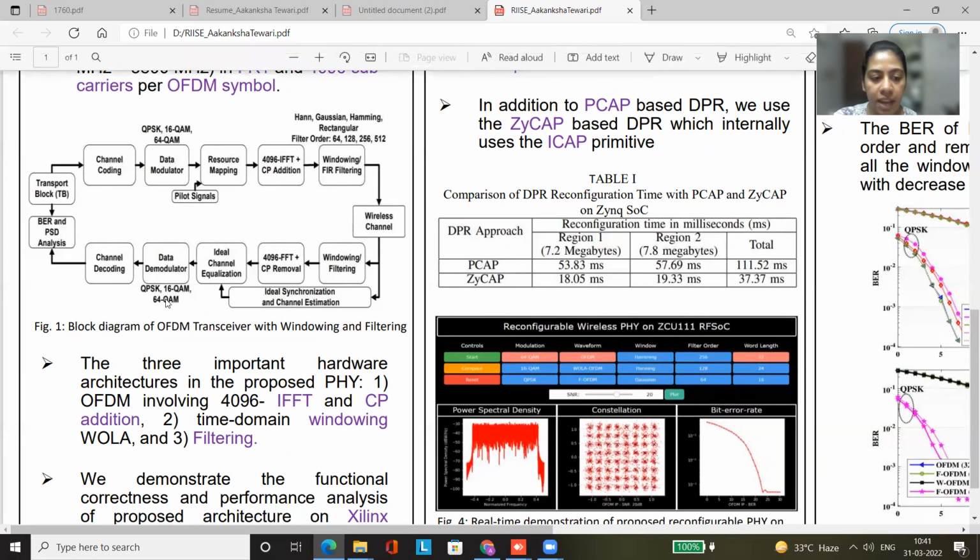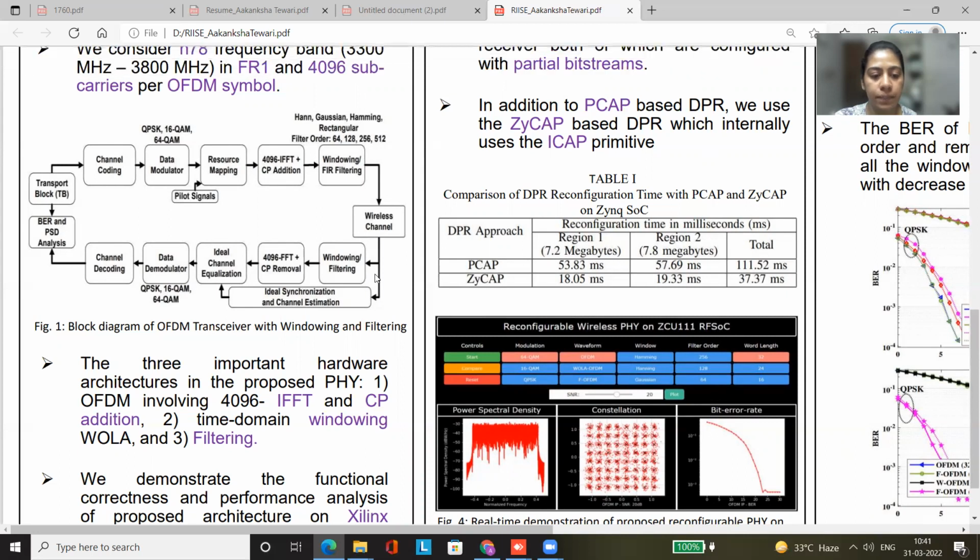And on the receiver side, the same operations take place in reverse order, that is windowing or filtering, followed by CP removal and 4096 FFT, followed by data demodulation, and then channel decoding. And the received bits are compared with the transmitted bits to find out the bit error rate.